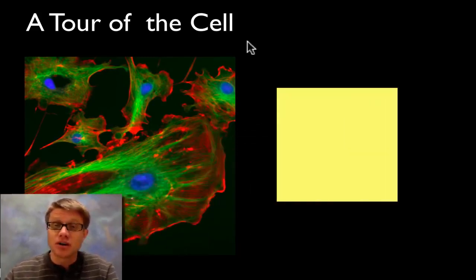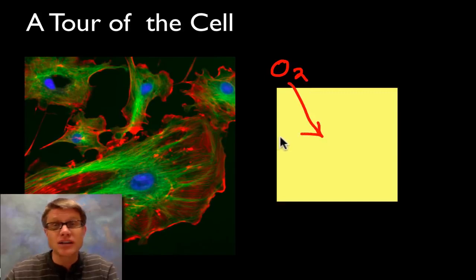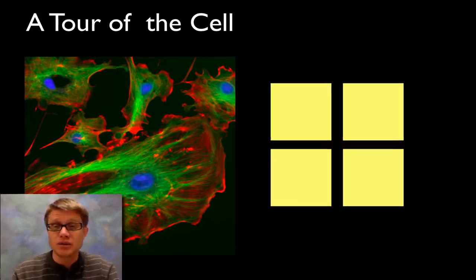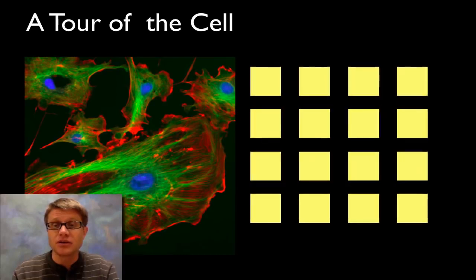The reason cells are small is that material moves into a cell through a process called diffusion. So oxygen gets in that way, and carbon dioxide is going to move out in the same way. And so it would take a long time for material to diffuse into a cell. What we can do is make that volume the same, but increase the surface area. And now the distance that material has to move is relatively small.